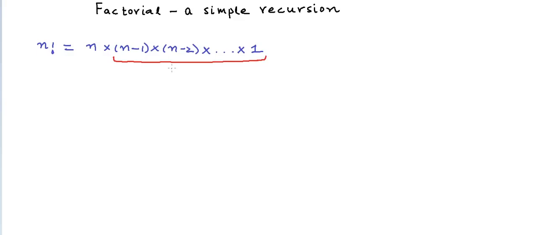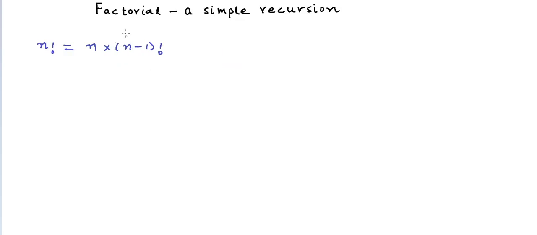Now, as we know in mathematics, factorial of n is defined as the product of all the integers from 1 to n. So n factorial is written as n into n minus 1 into n minus 2, and we go on multiplying with all the integers till 1. Now we also know that n minus 1 into n minus 2 all the way till 1 here is nothing but n minus 1 factorial. So we also say that n factorial is actually n into n minus 1 factorial, and this is true for all n greater than 0.